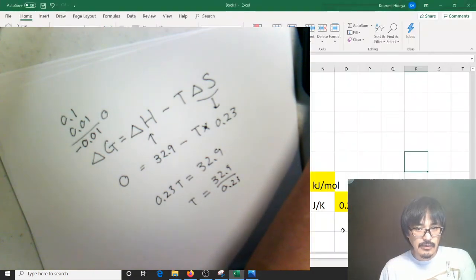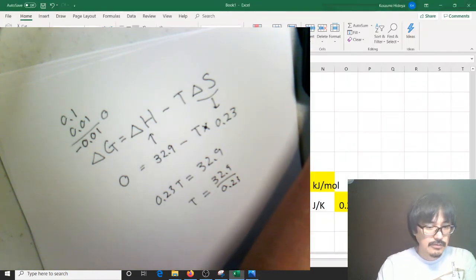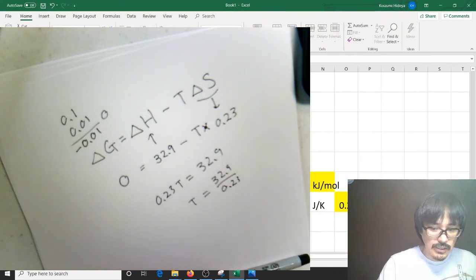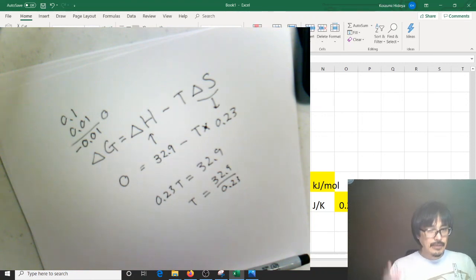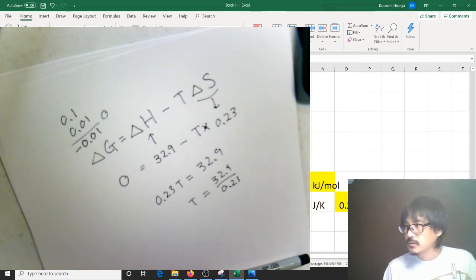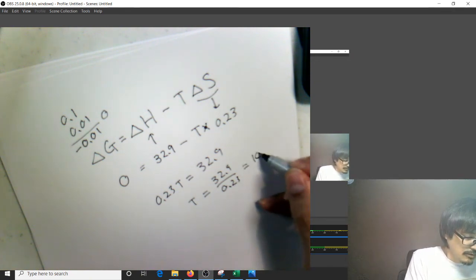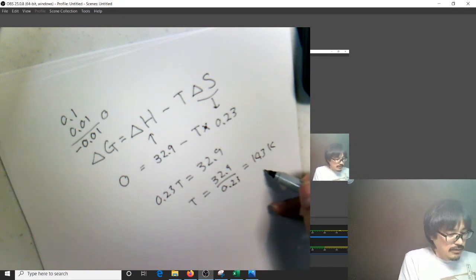So let's do that calculation. The minimum temperature that needs to be there is equal to 32.9 divided by 0.23, which is 143. That will be my answer for question 22. Yeah, it's 143 K and up.